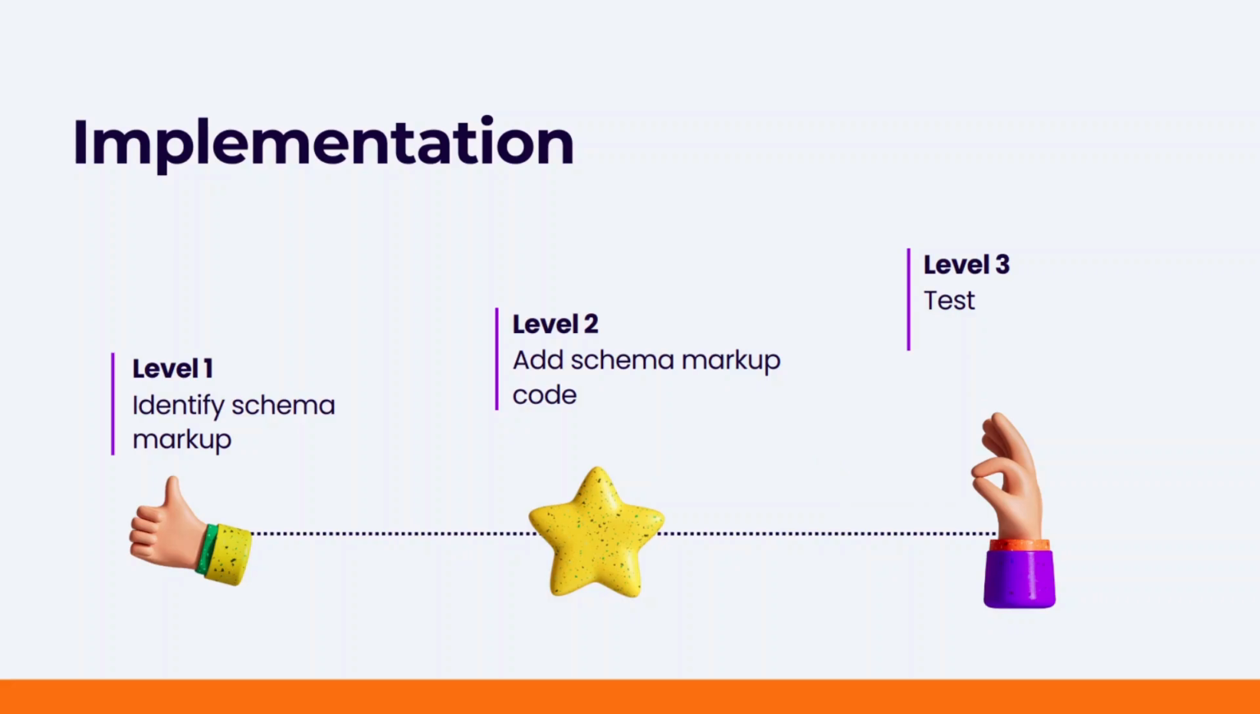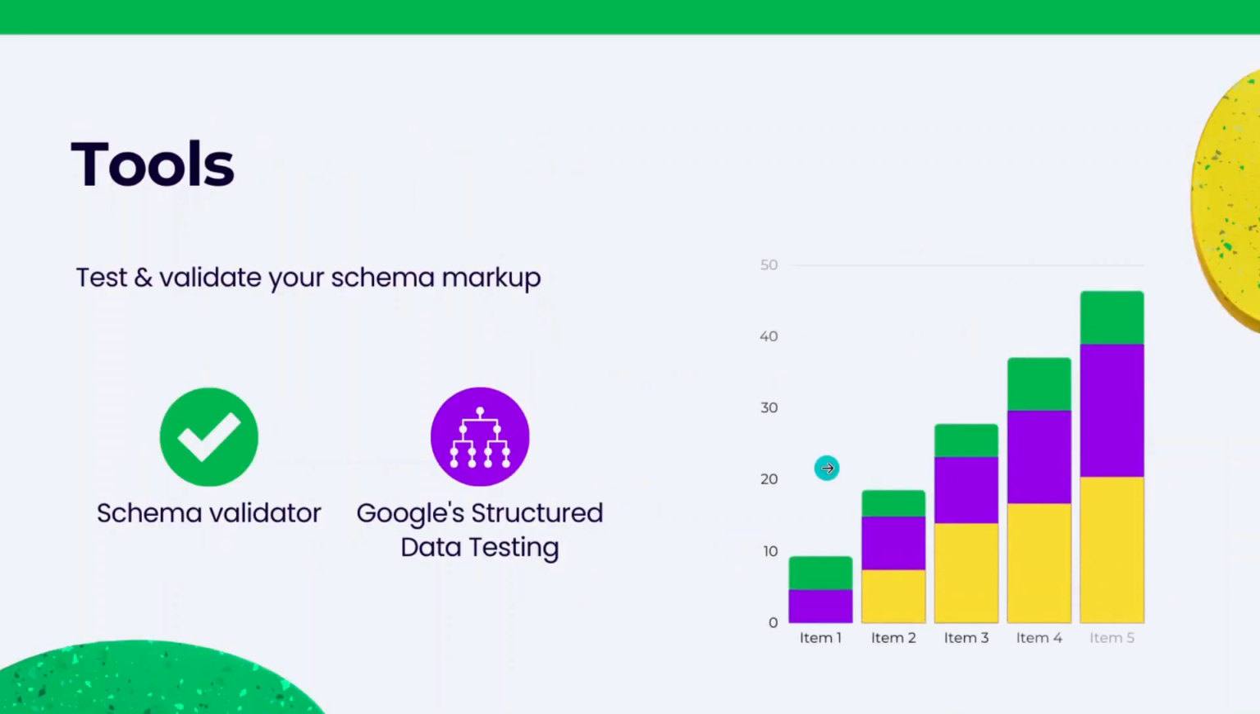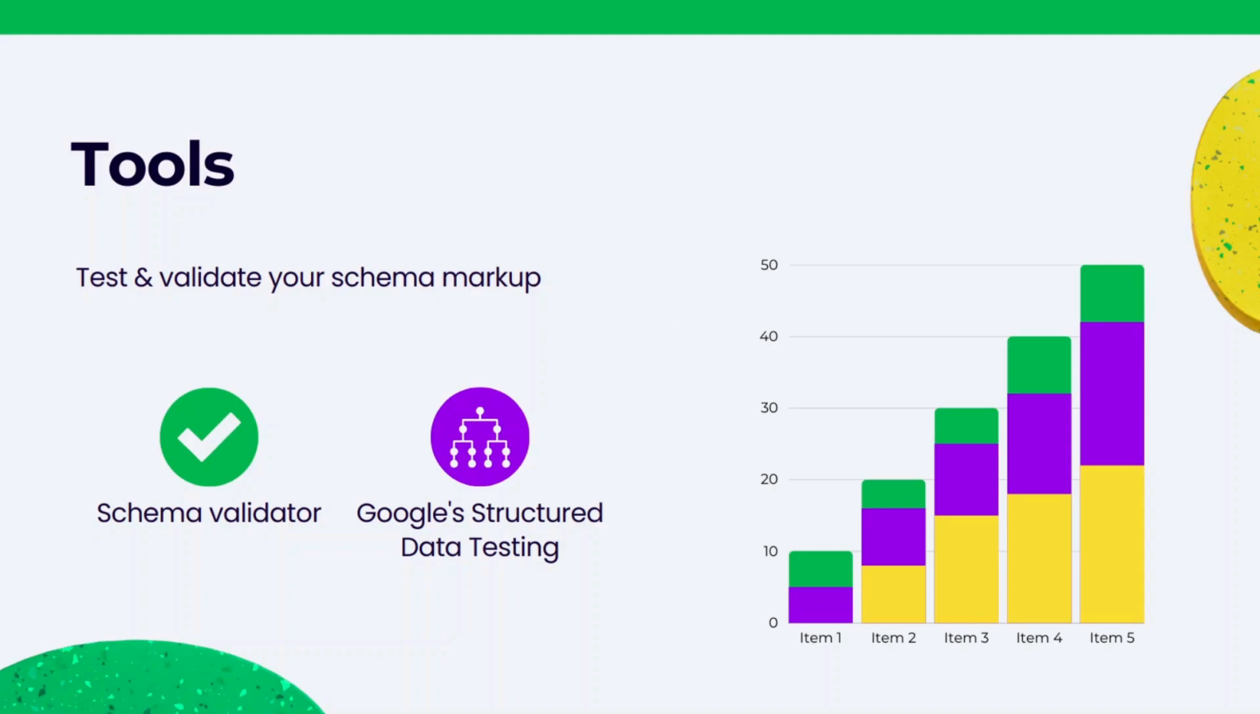Once we have identified the schema and added it to our HTML code, then level 3 comes. We have to test it thoroughly, to check that whatever we are trying to implement is actually reflecting. Then it will make more sense. We have some tools to test and validate our schema markup. I will explain two here and the rest you can Google and explore yourself. First comes the schema validator.